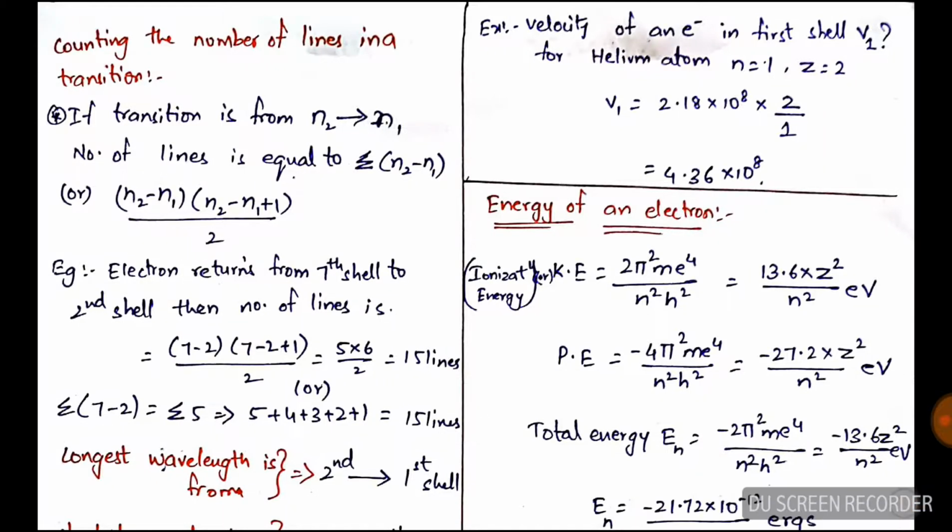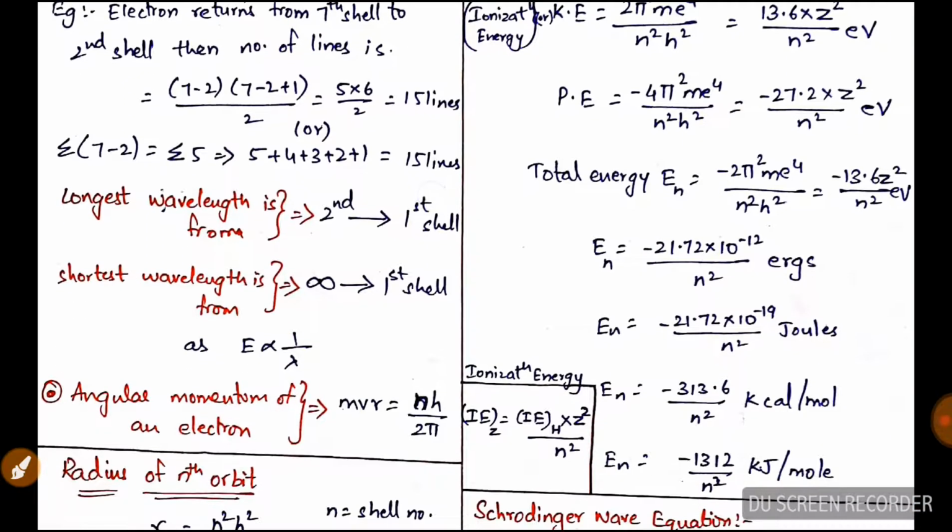And coming to the longest wavelength. Longest wavelength is from second shell to the first shell, and shortest wavelength is from infinity to first shell, as energy is equal to 1 by lambda. So they both are inversely proportional, and the angular momentum of an electron, mvr, is equal to nh by 2 pi.